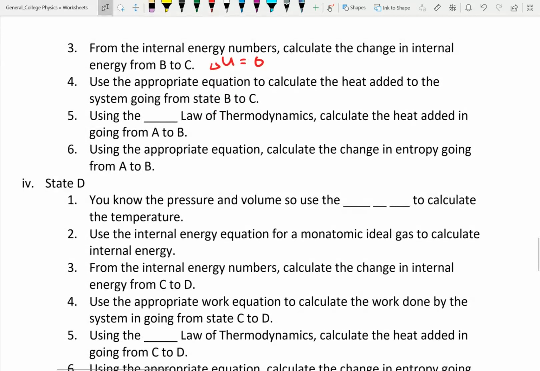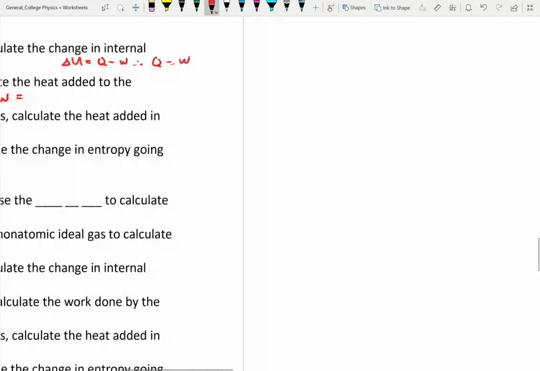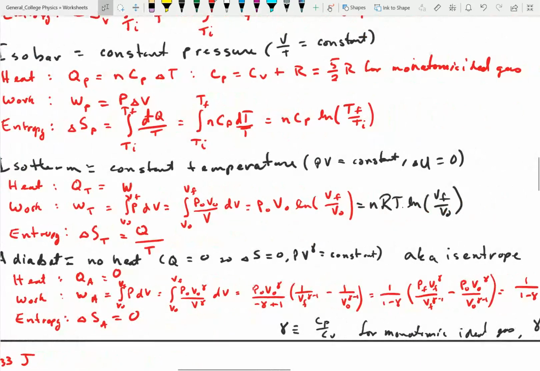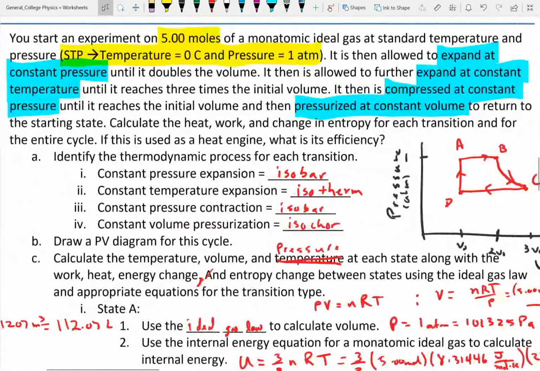Use the appropriate equation to calculate the heat added to the system going from B to C. Well, this here is an isothermal process. For the isothermal process, you can't use Q equals something times change in temperature. That doesn't work out. What you actually have to use is Q is equal to the work. That comes from the first law, delta U is equal to Q minus W. Therefore, Q equals the work, and work is equal to, and I have the equation up here in this isotherm, work is equal to nRT natural log of V final over V initial.